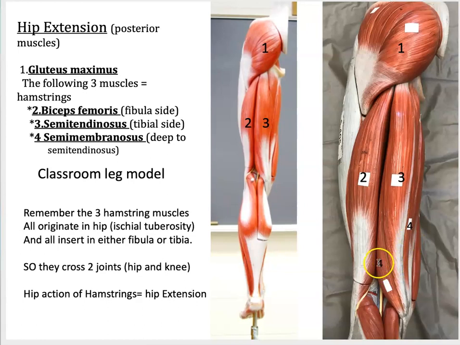Here you can see him peeking out right here, and he's peeking out right here. So a recap of our hip extensors are going to be gluteus maximus and our three hamstring muscles, biceps femoris on the lateral side, semitendinosus on the medial side, and deep to semitendinosus is semimembranosus. So got that? So let's see what we have next.